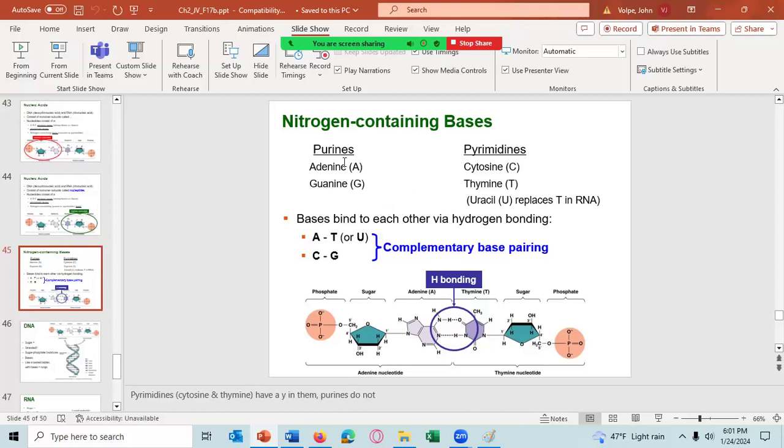Adenine and guanine are purines, and cytosine and thymine are pyrimidines. How you can easily remember which is which is the word pyrimidine has a Y in it. The words cytosine and thymine also have Y's in them. So all the pyrimidines have a Y. The purines do not have a Y in them. And that's how you can learn the pyrimidines and the purines from each other.